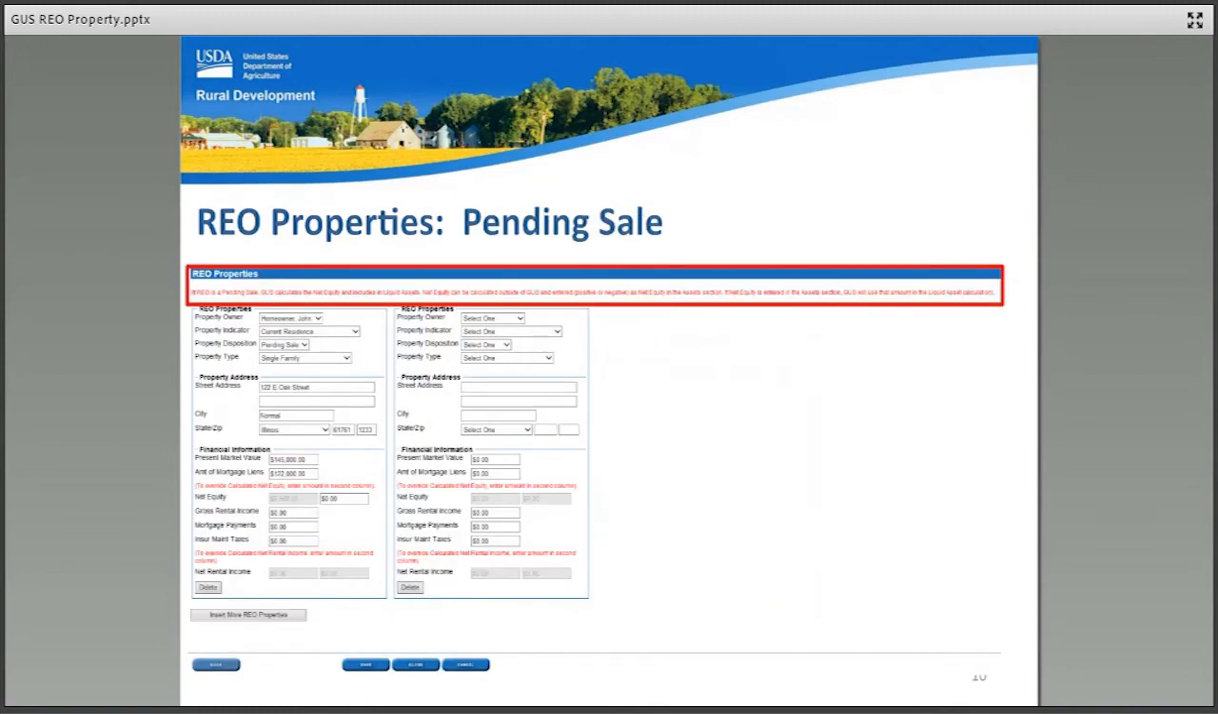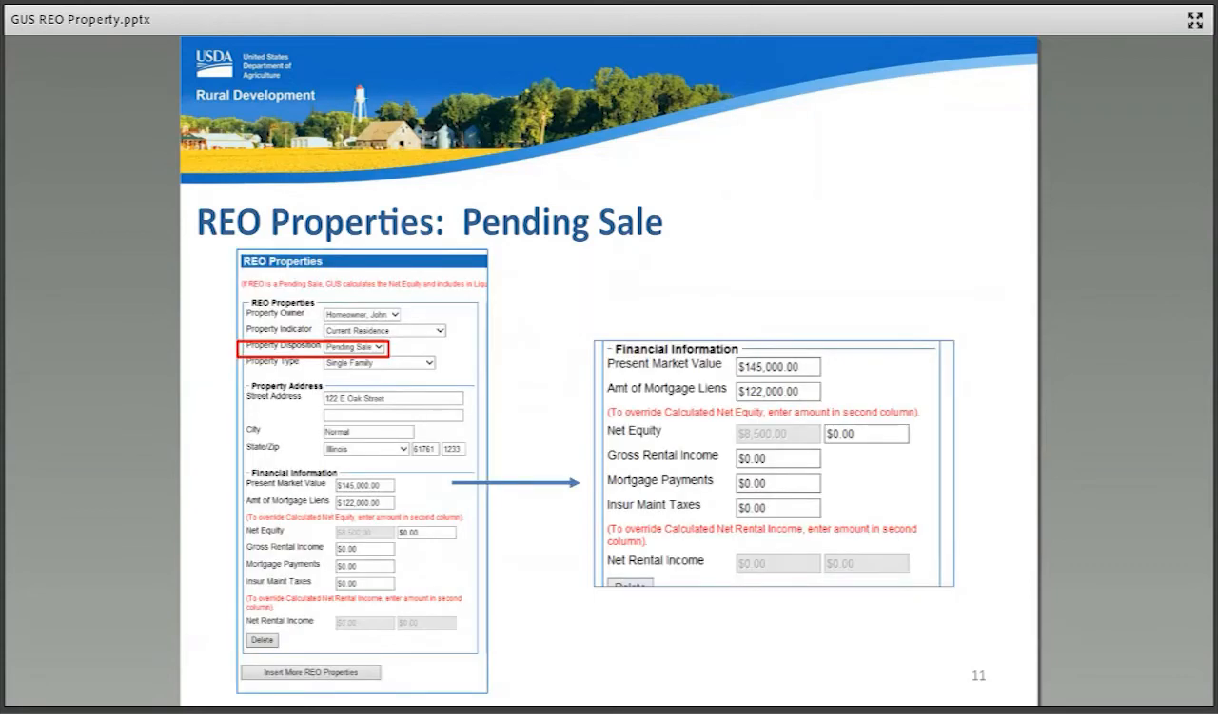The first example will be for a pending sale. At the top of the REO Properties application page, there is a red message that states, if REO is a pending sale, GUS calculates the net equity and includes illiquid assets. Net equity can be calculated outside of GUS and entered, either positive or negative, as net equity in the Assets section. If net equity is entered in the Assets section, GUS will use that amount in the liquid asset calculation.